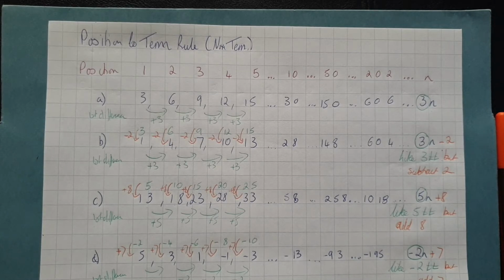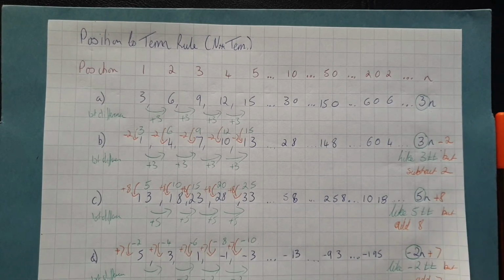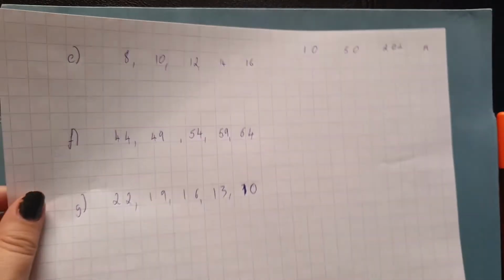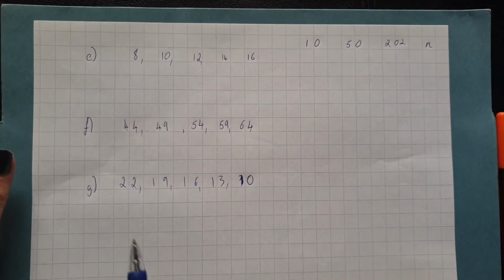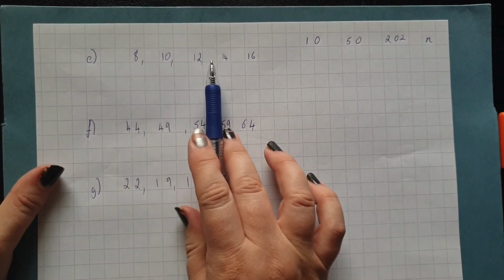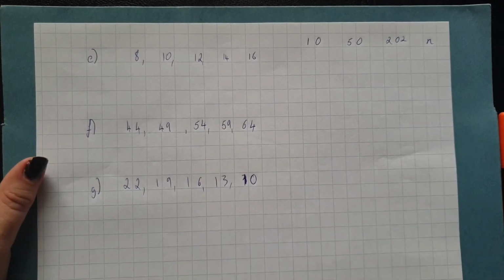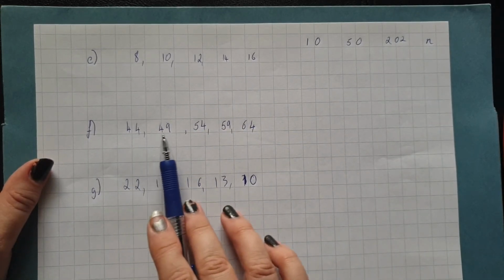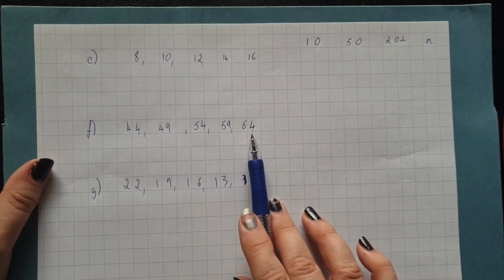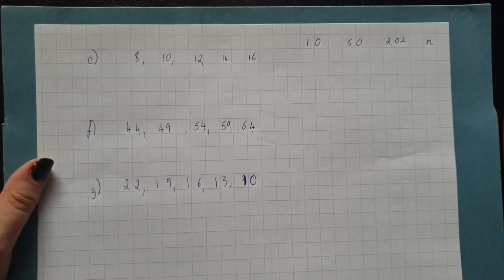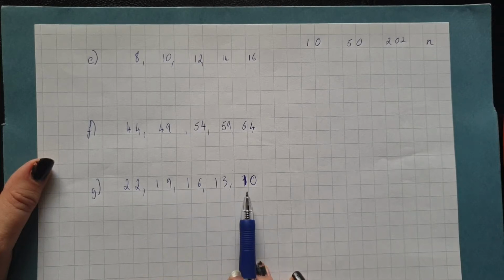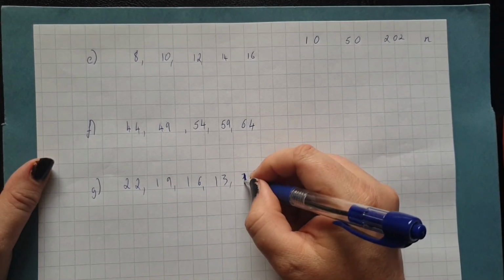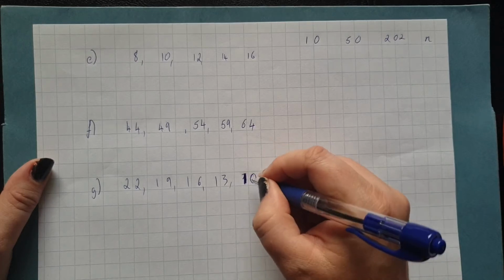Okay, so we've gone through the examples. Here are 3 sequences. Sequence E: 8, 10, 12, 14, 16. Sequence F: 44, 49, 54, 59, 64. And G: 22, 19, 16, 13, and a very dodgy looking 10. Make that a little bit clearer.